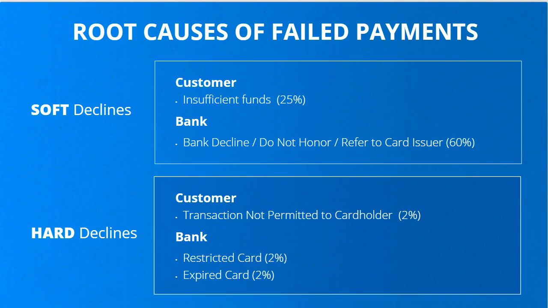So soft declines, some are related to the customer themselves. So insufficient funds can generally be about a quarter of the declines that a merchant might see, sometimes even as high as a third. But bank declines are the vast majority of most merchants' decline reasons. So that's either bank decline or do not honor or refer to card issuer. It goes by many different names, but effectively the reason is the same.